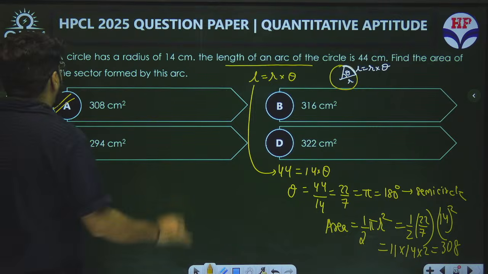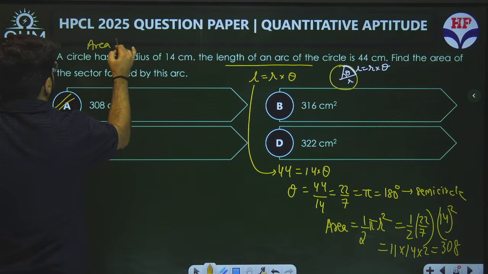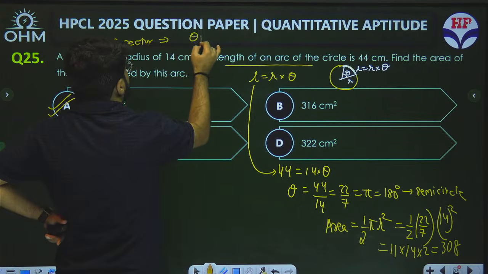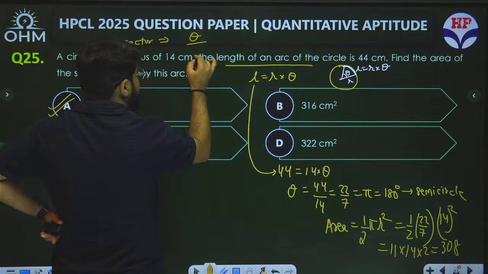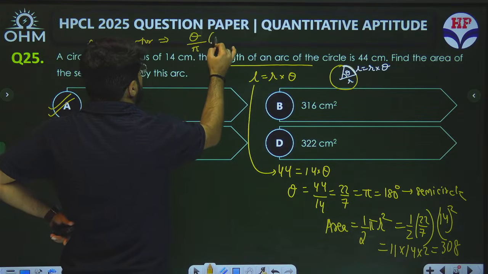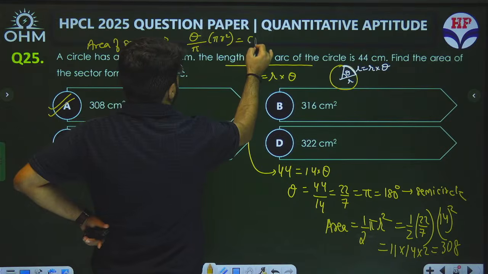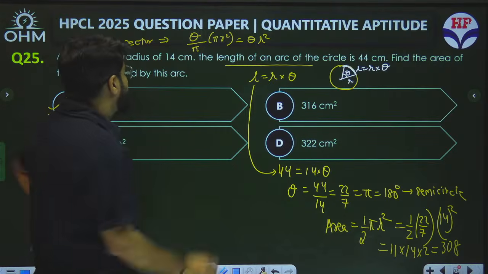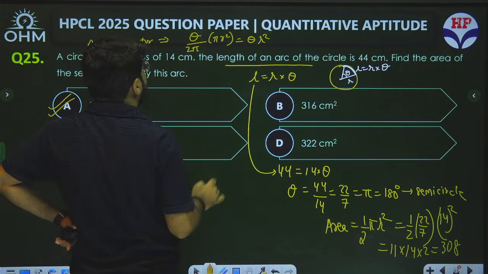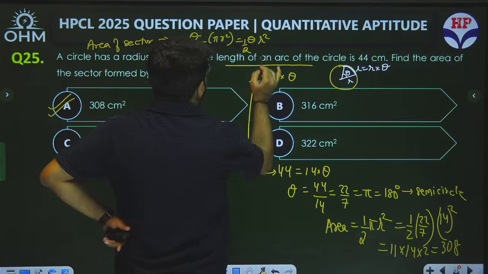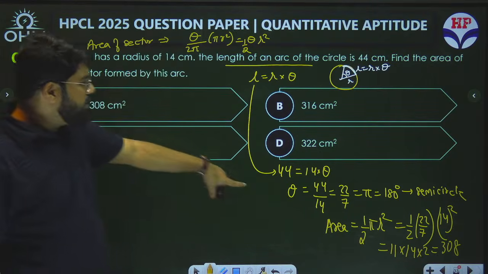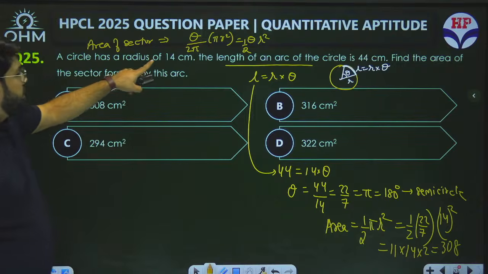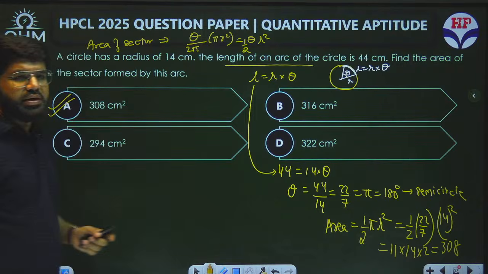Otherwise, what is the area of a sector? If there is any random angle, the area of the sector is simply given by theta divided by 2 pi, into pi r square. If theta is in radians, it becomes half theta r square. That is why, with theta equal to pi here, it was half pi r square. For any other angle, the area of the sector can be taken as theta by 2 pi into pi r square.